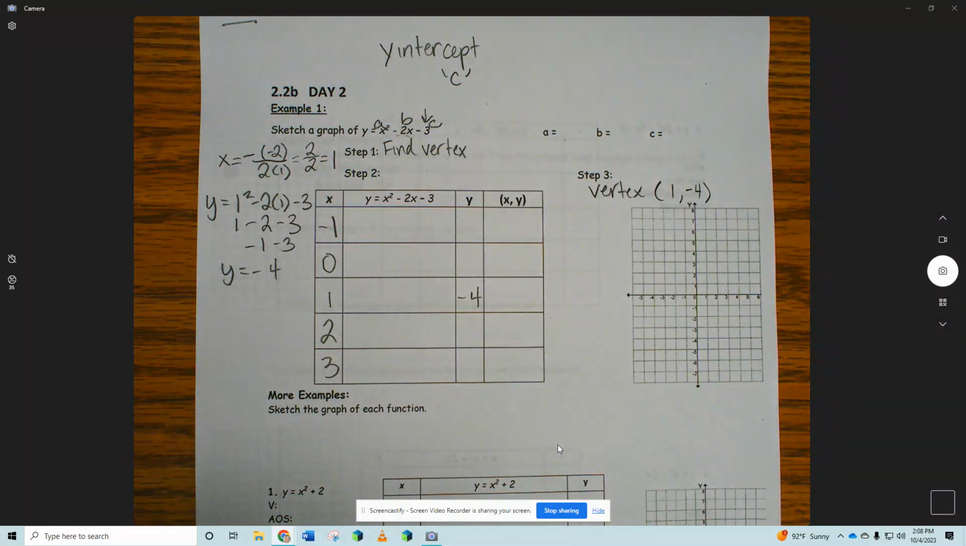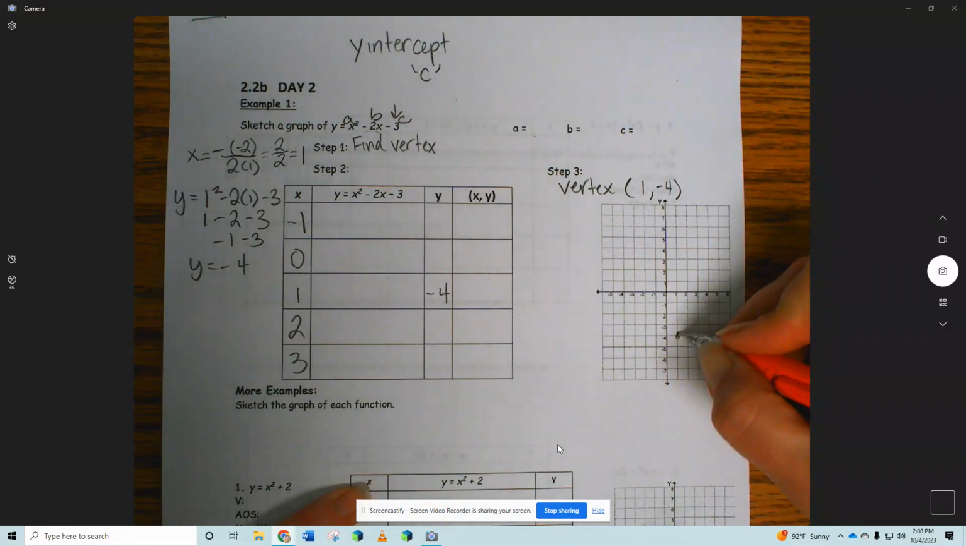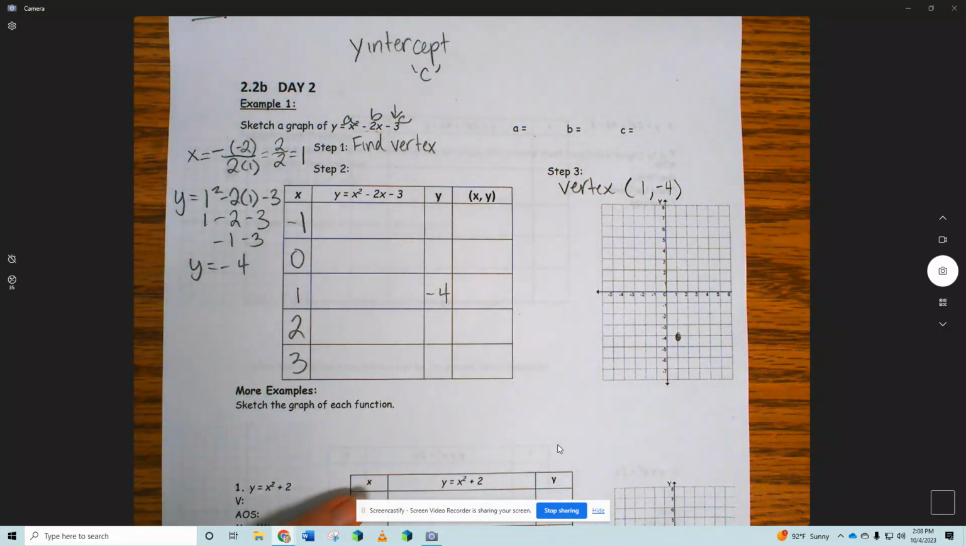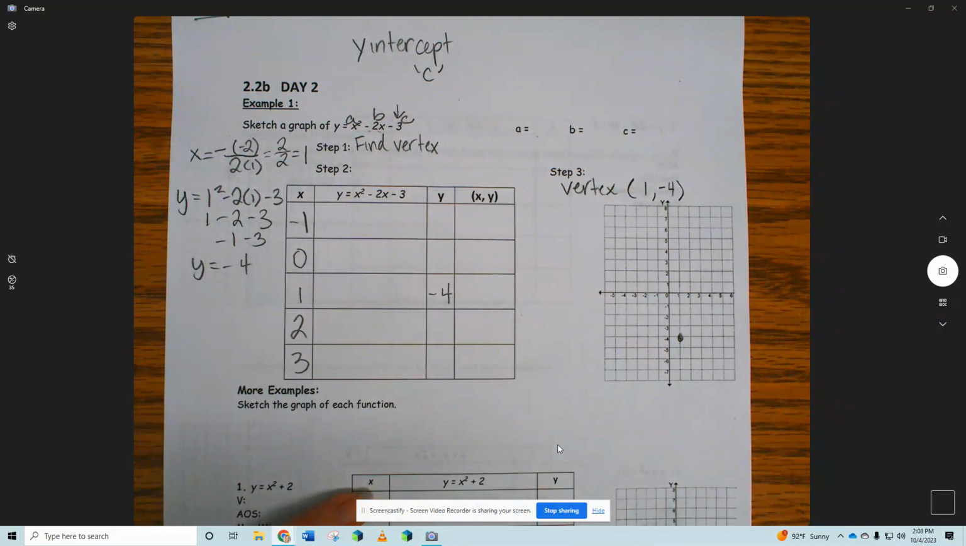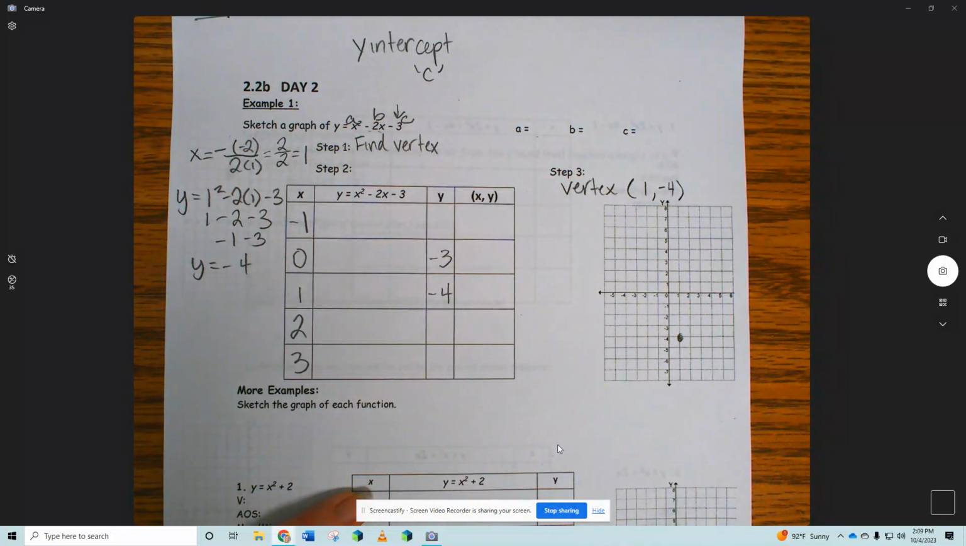Are we doing how we did last year, where we only do like 3, not all of them? Yeah, let's shortcut it. I do not want you to do all 5 points. Because I can tell you right now, 1, -4, and what's the y-intercept? 3. -3. That's going to be 0, -3, isn't it? C.